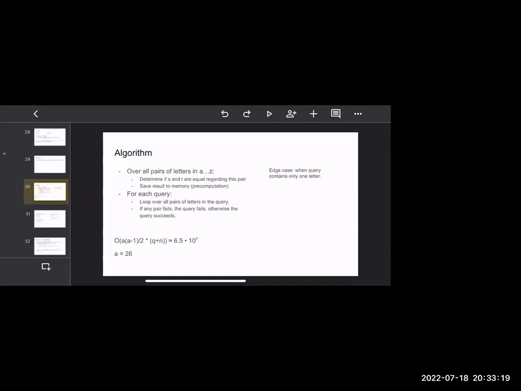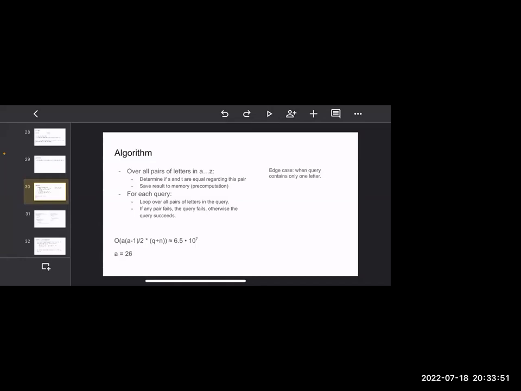In total, we will have about 65 million operations, which is pretty good. Assuming that A equals 26, the number of letters in the alphabet. Now, there is one edge case that we have to consider. When the query only has one letter, we can't really loop over all pairs for our algorithm. That might seem like a problem, but you can just compute this case separately, right?